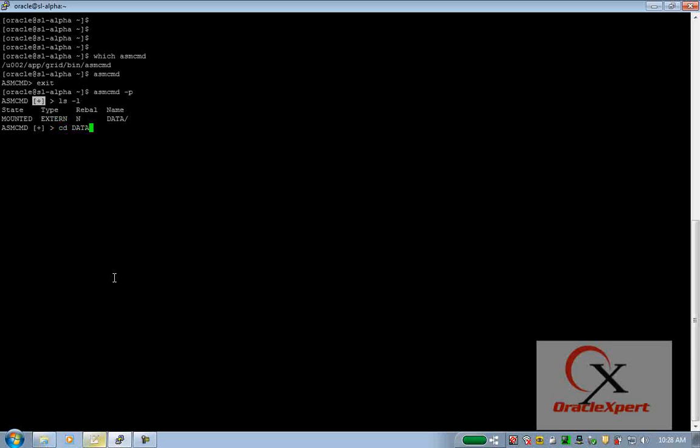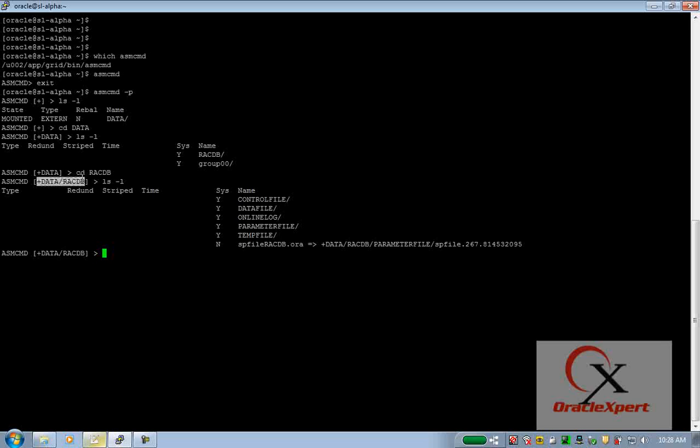Once I go to the disk group called data, you see my path is changing, which indicates my current working directory. That is possible because I launched using the -p argument, which prints my present working directory as part of the command prompt. When I say ls -l, I can see what all directories are there. I can go to rackdb. You see my path is changing now.